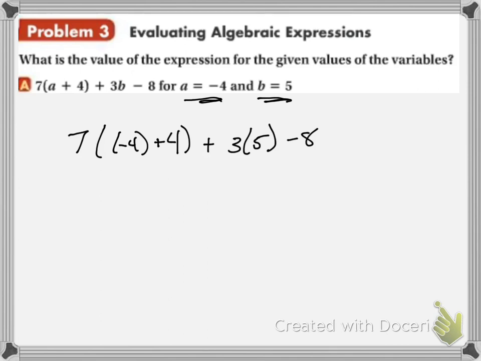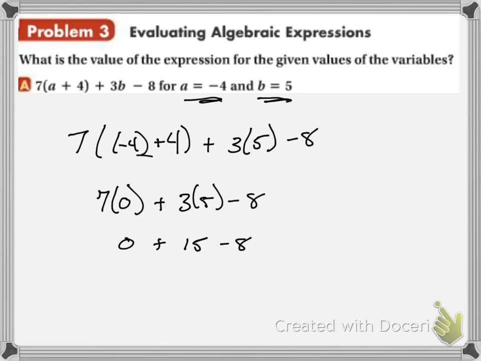Remember to use order of operations as we solve here. Negative 4 plus 4, because it's in the parentheses first, gives me 7 times 0 plus 3 times 5 minus 8. Then we go in order left to right, because we're talking about multiplication first. 7 times 0 is 0, plus 3 times 5, which is 15, minus 8. Then left to right again, because now we're talking about addition and subtraction. 15 minus 8 gives me a total answer of 7.